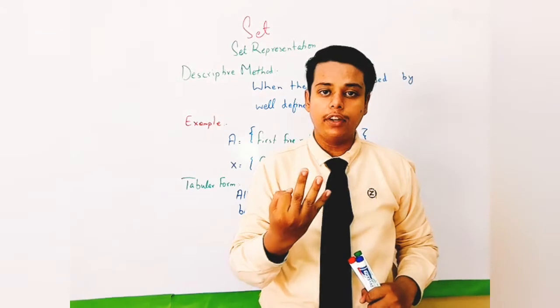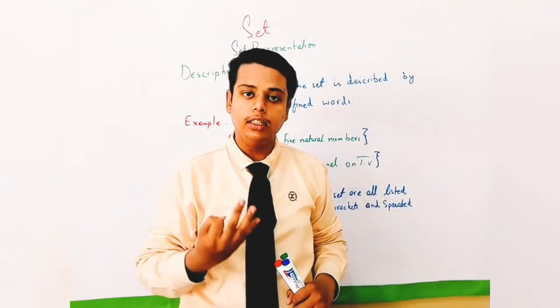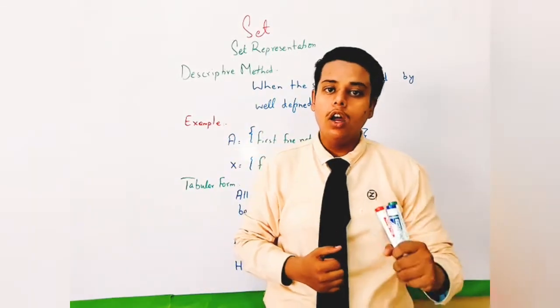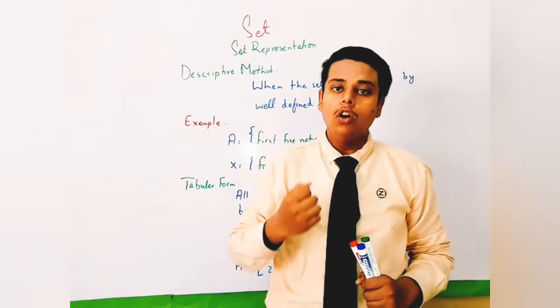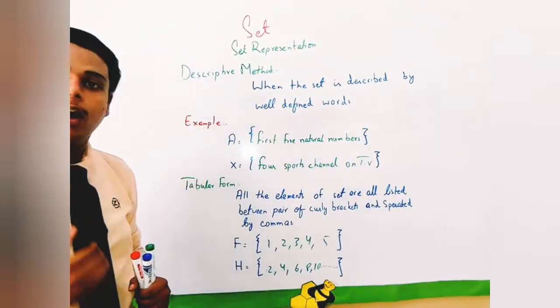There are three different methods to represent any set. हमारे पास तीन different methods होते हैं जिसकी मदद से हम किसी भी सेट को represent करते हैं. So let's move on. The first method is descriptive method.